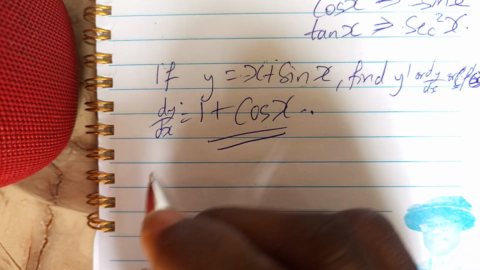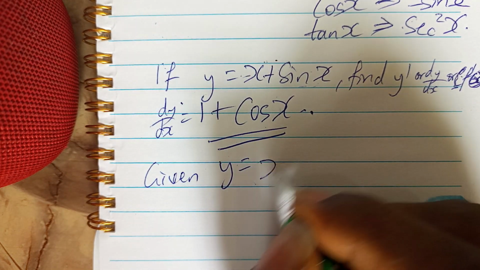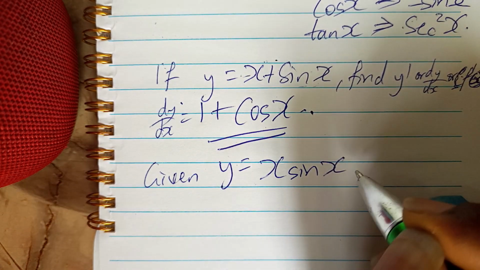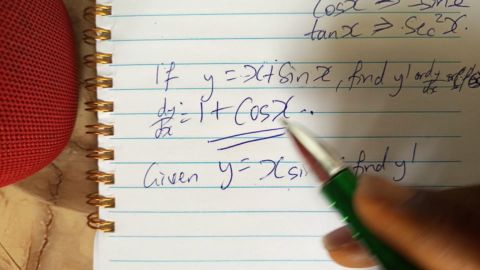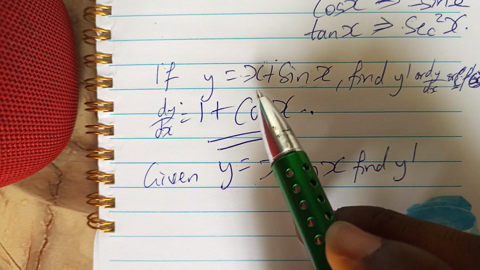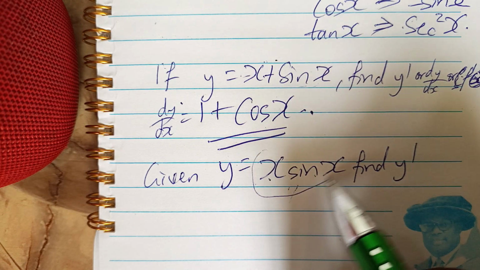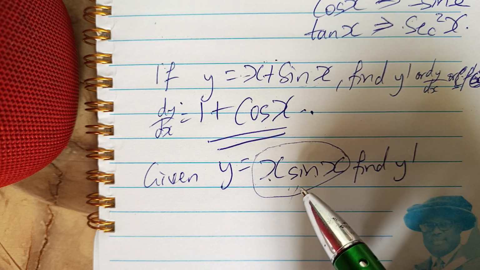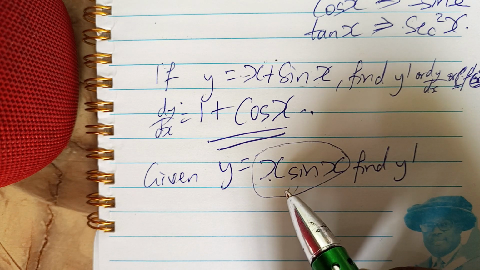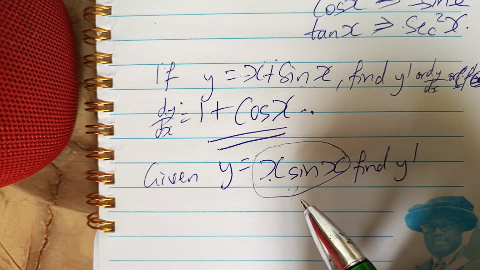Then the next one: given y is equal to x sine x, find y prime. Now these two are different. The previous was the normal differentiation method, but now this is the product of x and sine x. This cannot be solved normally. This is going to be solved using the product rule. There is a rule used to solve this, so I'll be explaining that, and we're going to end with this.